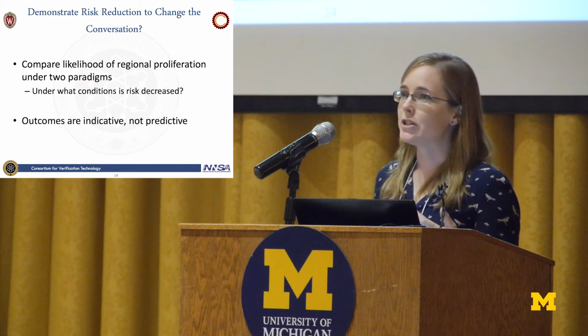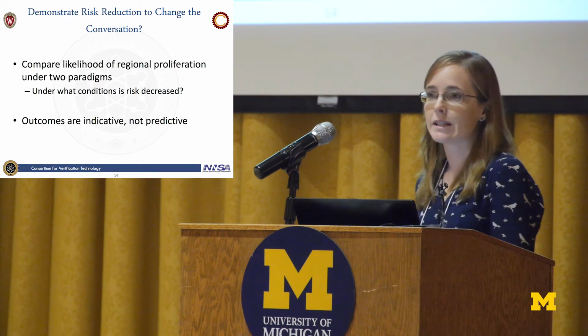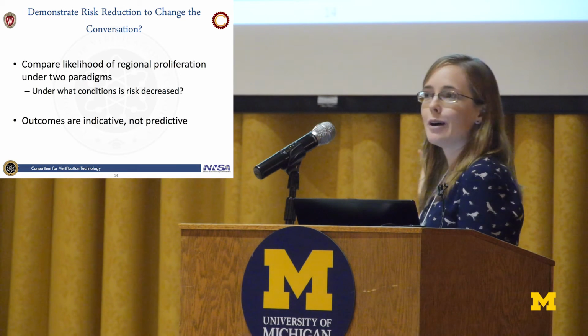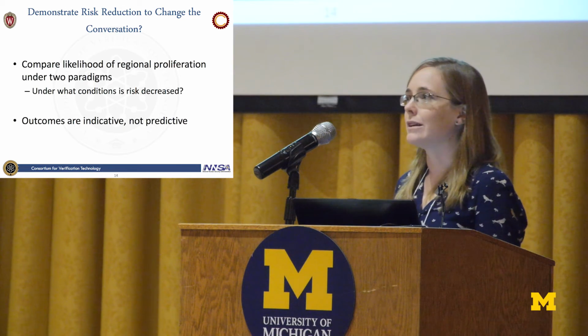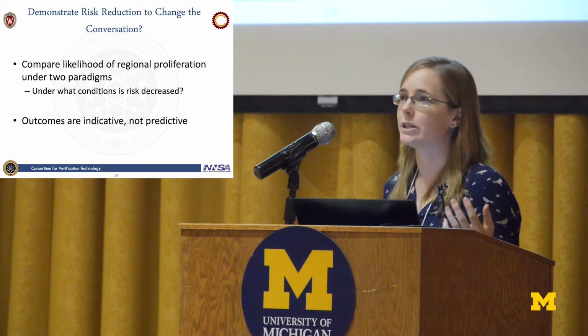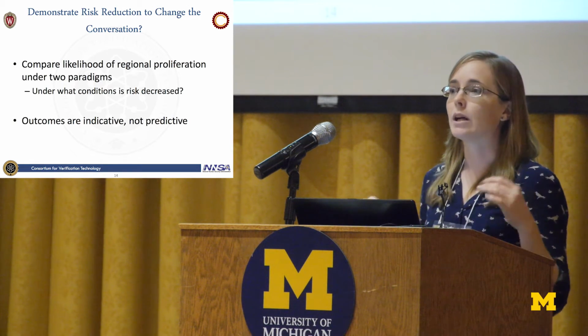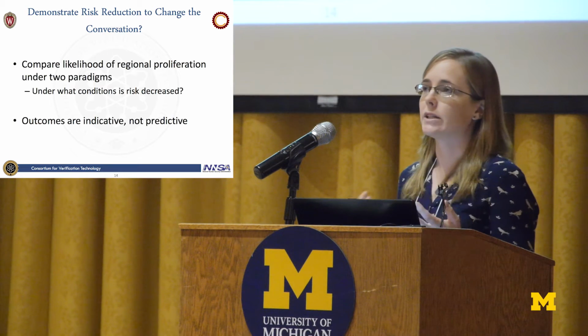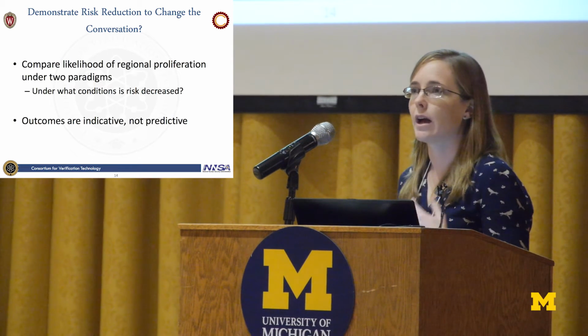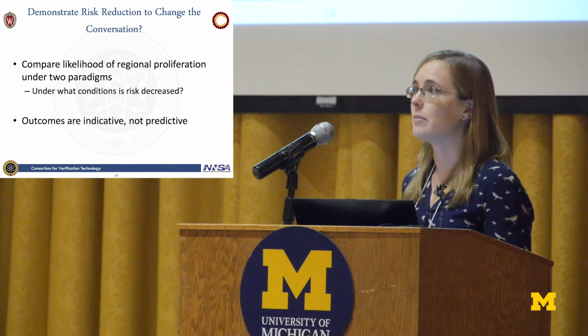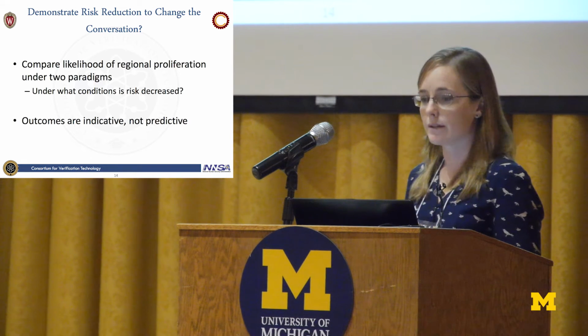Now, the last thing I want to mention is that our model is indicative, it's not predictive. I'm not making any claims that you can take my model and look at the world for the next 5 years and predict which country is going to be the next country to proliferate. It's really about looking at the relative risk between different types of scenarios and trying to understand how we can develop policies to reduce that risk.